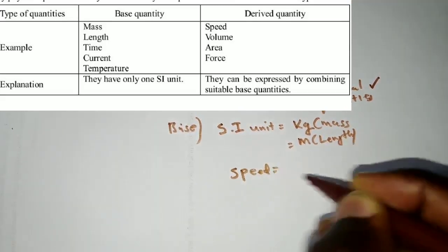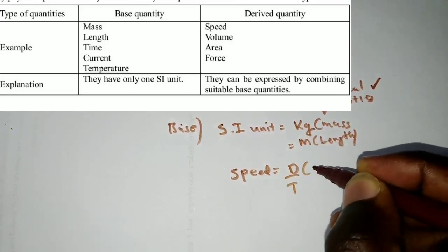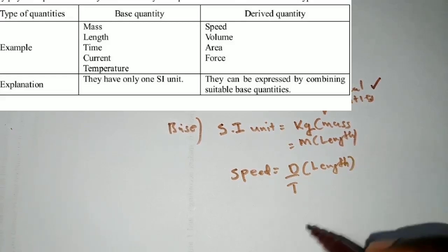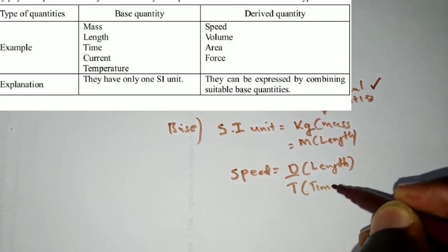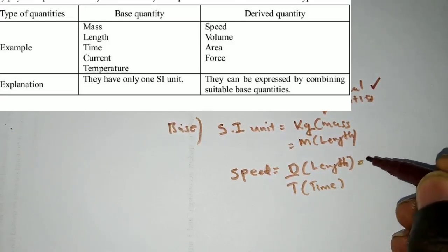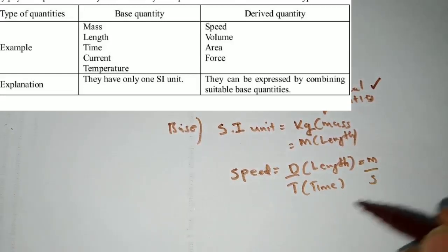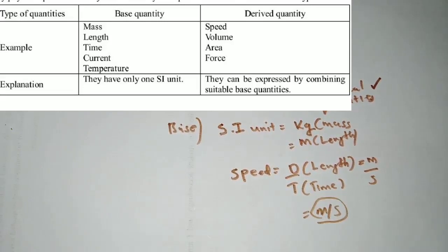We learned that speed has the formula distance over time. Distance is length, which is a base quantity. Time is also a base quantity. The SI unit for length is meter, and the SI unit for time is second. So speed is measured in meters over second. We call these derived quantities. They're a combination of two or more base quantities.